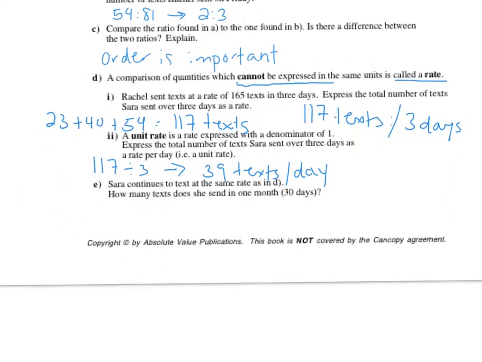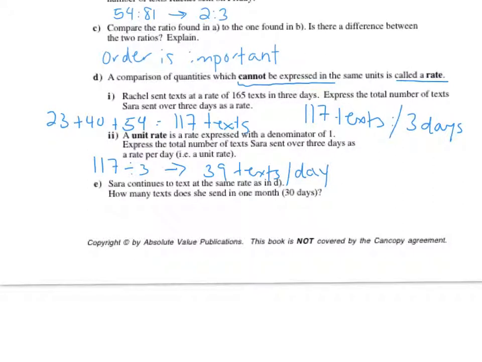So Sarah continues to text at the same rate as in D. How many texts does she send in 1 month? Well, if she's sending 39 texts a day, we need to multiply 39 texts by 30 days, and we get 1,170 texts.